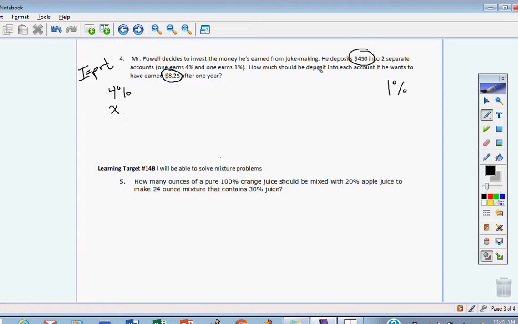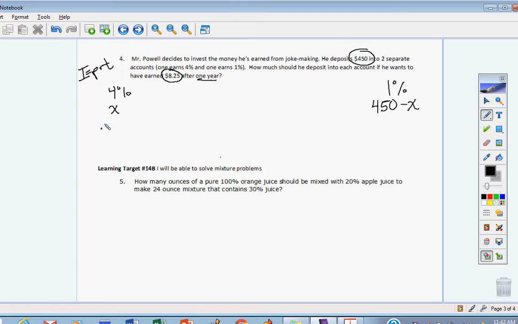Well, if I started with 450 and I subtracted a certain amount there, this expression is going to represent what I have left to put in the other investment. And that's one of the trickiest things for people to recognize, to understand. But here's the deal now. Since I'm using time as 1 year all the time for all these problems, I don't have to worry about the time. I basically just take the principal times the rate.